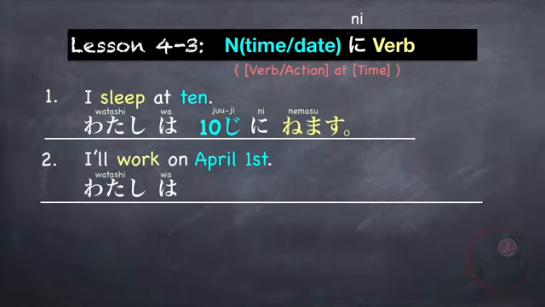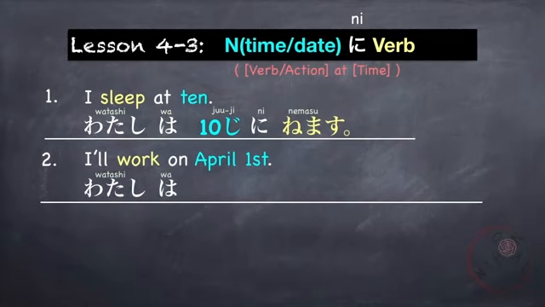Now, let's go to the past form of the verb. The first is verb mashita, meaning did an action. And the negative past form of the verb is verb masen deshita, didn't do an action.